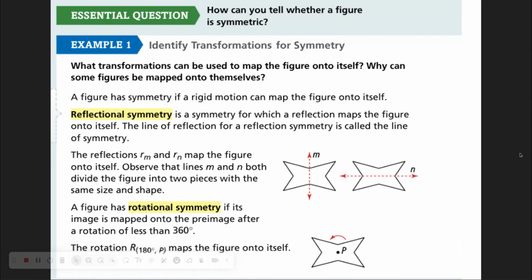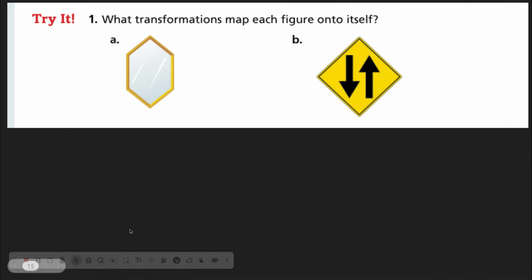So let's look at some other examples. Let's look at this one. Does figure A have reflectional symmetry? Sure it does. It's got a horizontal one. It's got a vertical one. What is the rotational symmetry for A? 180 degrees.